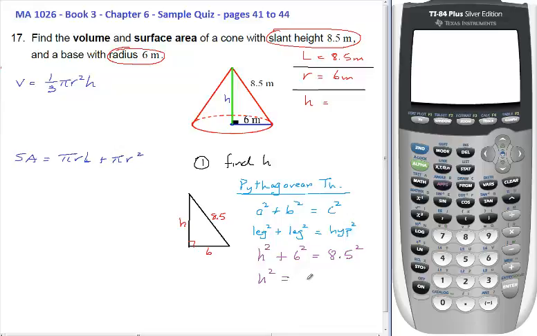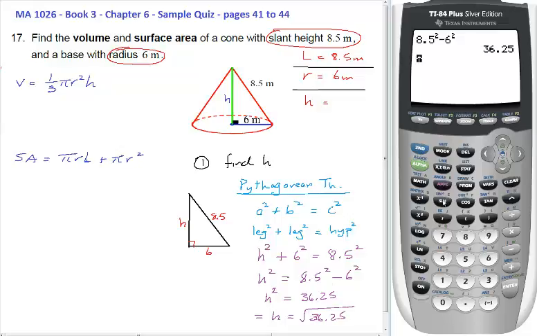So subtracting 6 squared from both sides, I get 8.5 squared subtract 6 squared, and you can do that right on your calculator. So 8.5 squared, and subtract from that 6 squared, which of course is 36. And we get a value of 36.25. That's h squared. That means h is equal to the square root of that. Let's do it. Second function, square root, 36.25. It's going to be slightly greater than 6, isn't it? So it's 6.02, and to be a bit accurate, I'll keep that. So now we know the height is 6.02.